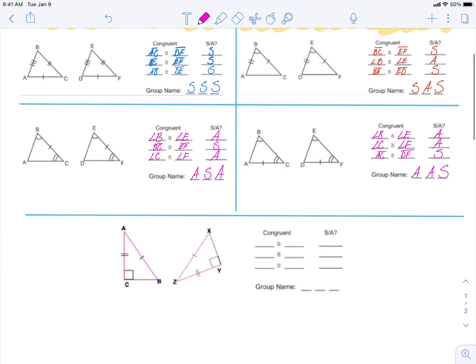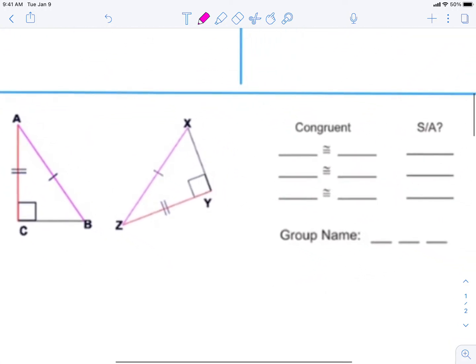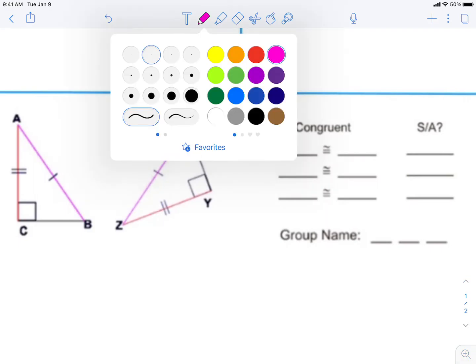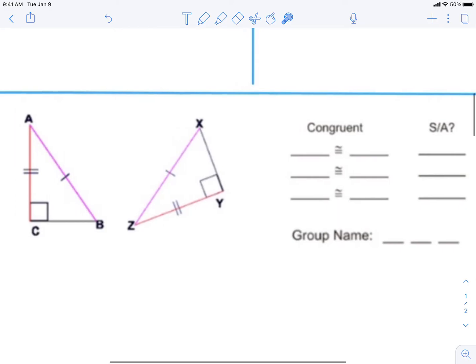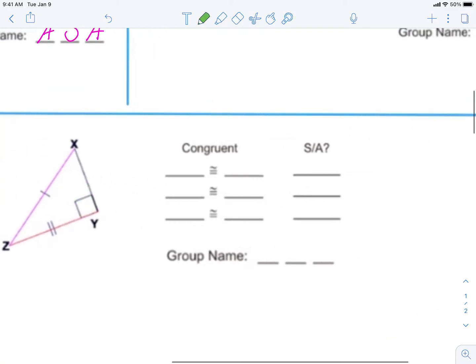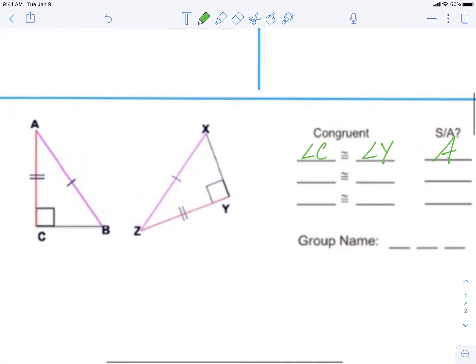Finally, you guys see this last one down here, right? Okay. Now, this one is going to be a little different, so everyone pay attention. So we're going to start with this big boy right here. These angles right here. Angle C is congruent to angle Y, and that's an angle.